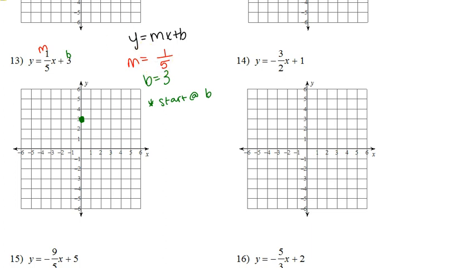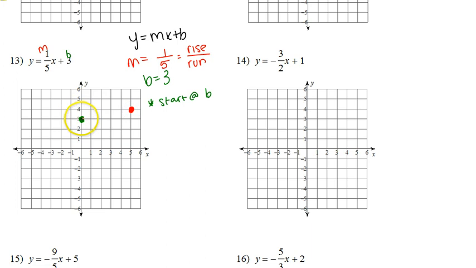Now my slope tells me the rise over run, which means that my rise is a 1 and my run is a 5. Now because it's positive, my line is from left to right going to go up. So it's going to go up 1 over 5. So I'm going to start at this 3 right here where I plotted my last point, my y-intercept, and I'm going to rise 1 and run 5. 1, 2, 3, 4, 5, and I can plot a point.